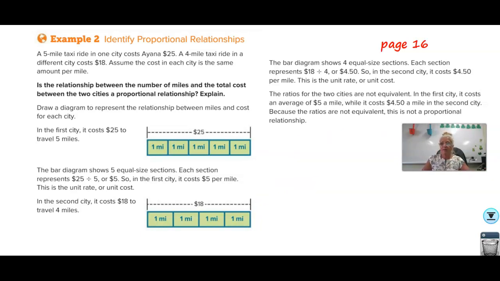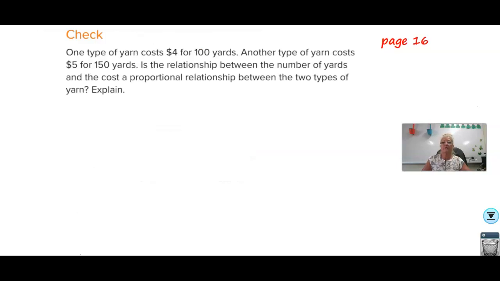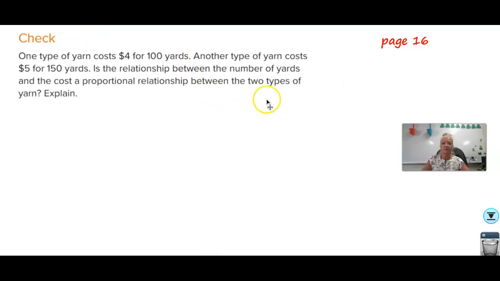All right, moving on. Here we have one type of yarn costs $4 for 100 yards. Another type of yarn costs $5 for 150 yards. Is the relationship between the number of yards and the cost a proportional relationship? Well, let's see. We've got yards and dollars. So let's do dollars on top again. It's dollars per yard. And we do the word fraction because we want to be consistent. If we're going to put money on top, we have to continually put money on top.